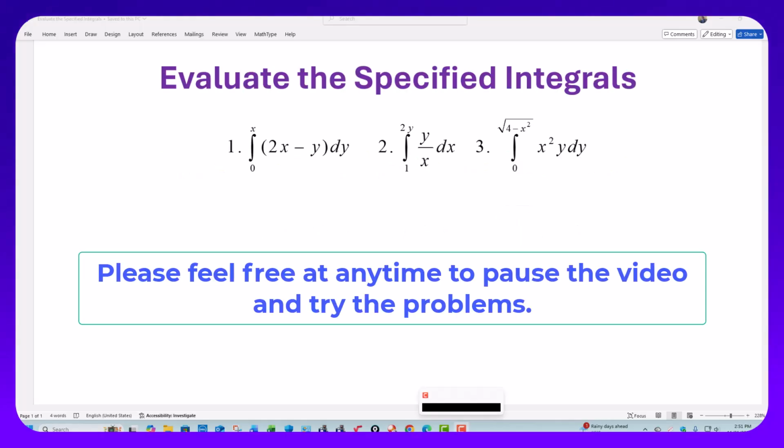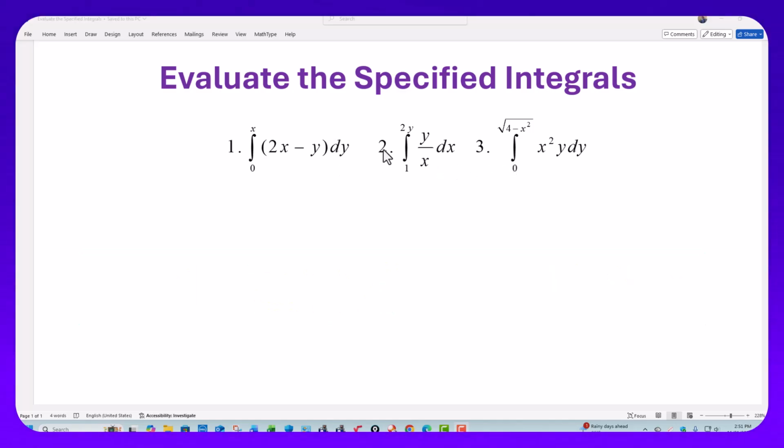Yes, really, we want to evaluate the specified integrals. If you look at the three integrals here, notice that in the integrand, we have an x and a y on the first one, an x and a y on the second one, and the same thing for the third. But in the first we're integrating with respect to y, the second with respect to x, and the third with respect to y.